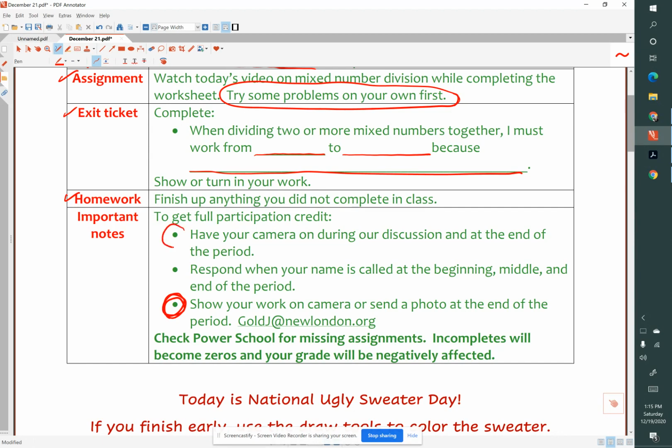So let's turn those cameras on, at least at the beginning of the period when we have our initial discussion, and at the end of the period, just to show me your work. And if I call your name, I'd like to hear from you. It could be the beginning, middle, or end of the period, but that lets me know you're working hard. And I can ask you if you need any help. Remember to always check PowerSchool regularly for missing assignments.